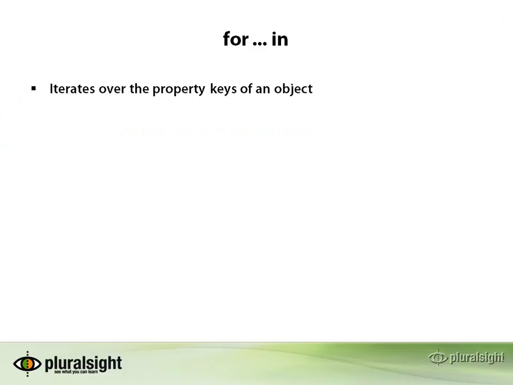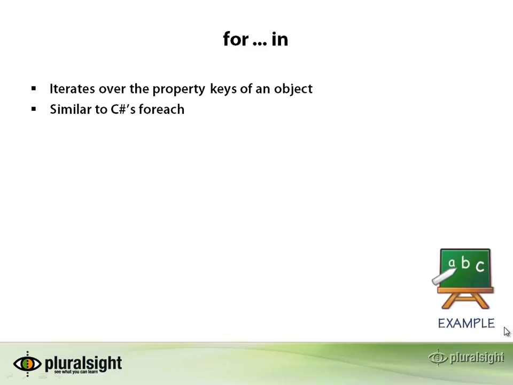There is also a for in statement, which has a much more specialized job, and that is to iterate over the property keys of an object. It's similar to C#'s foreach, except that instead of iterating over a collection, it can only iterate over the properties of an object. This is best explained by an example.